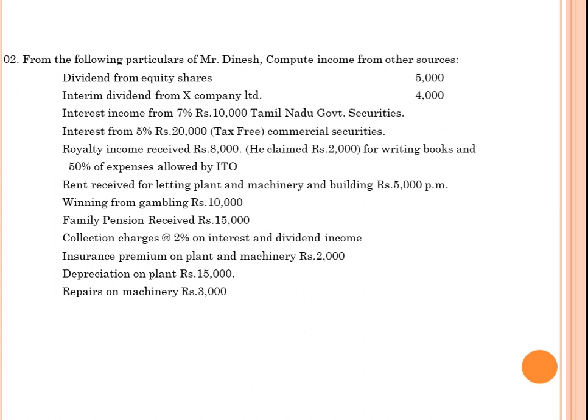Winning from gambling 10,000. Family pension received 15,000. Collection charges at 2% on interest and dividend income. Insurance premium on plant and machinery 2,000. Depreciation on plant 15,000, repairs on machinery 3,000. This is another important problem, and now we are going to work it out. Put the heading, computation of income from other sources for the previous year 22-23.